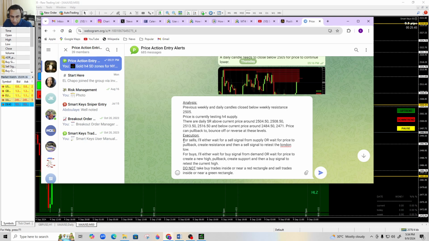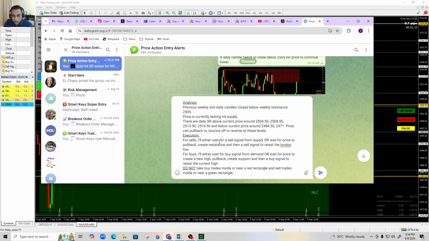Execution for sells. The reason I put sells first is because price is below the EMAs, so the bias is for sells. But that doesn't mean that in the session price cannot pull back first. It could. You could get a buy signal that will work, and then price could continue down later during the New York session. Okay, that's a possibility too. So we don't jump into a sell as soon as we see a sell signal, or jump into a trade as soon as price gets into a supply zone.